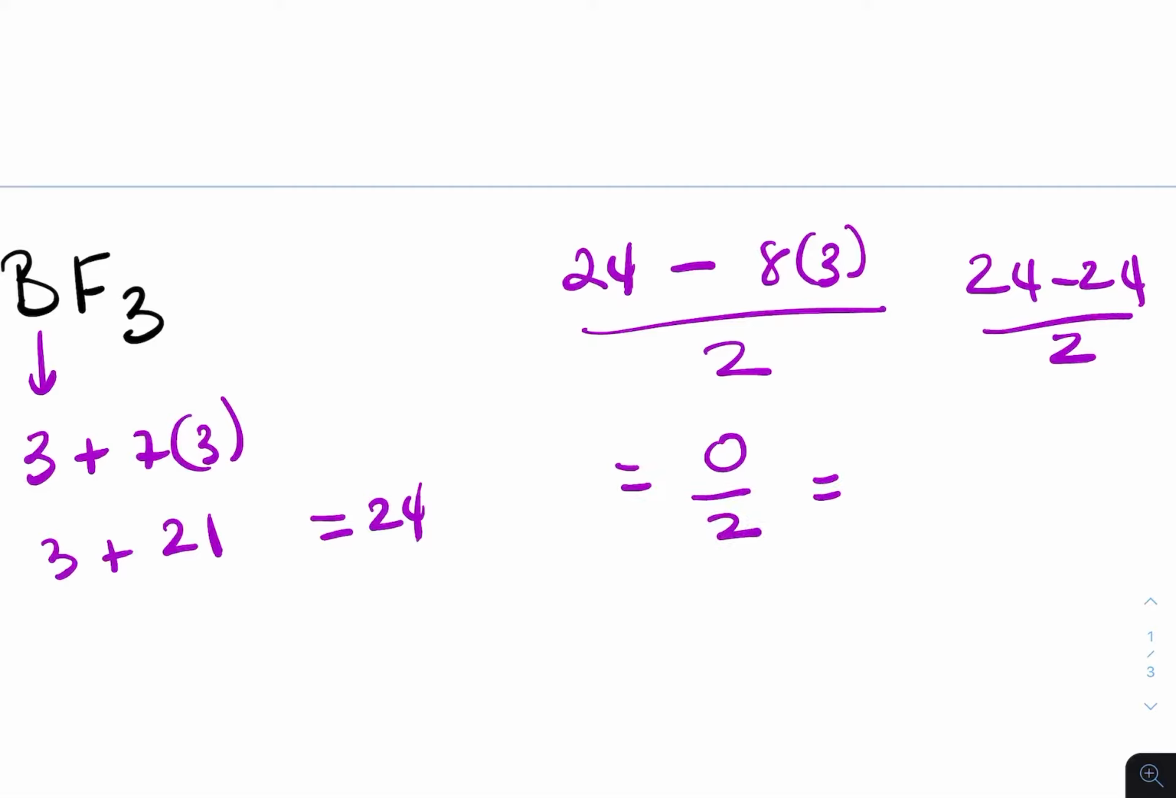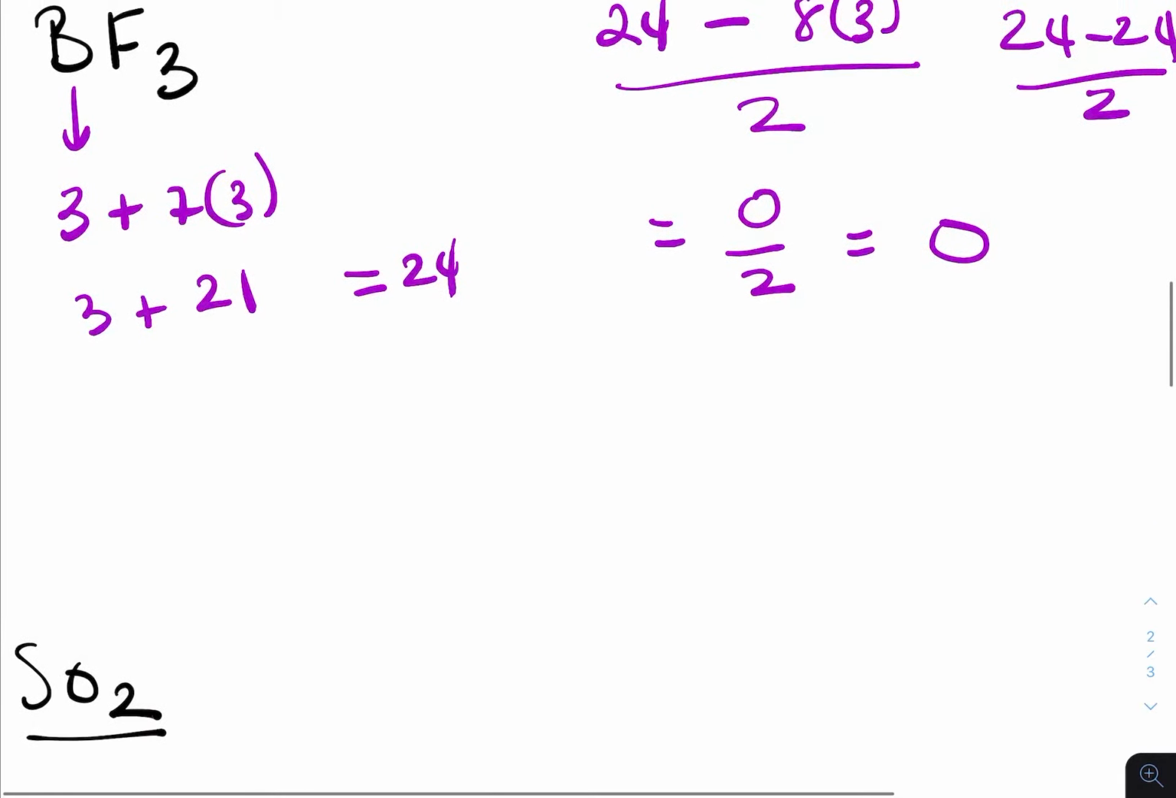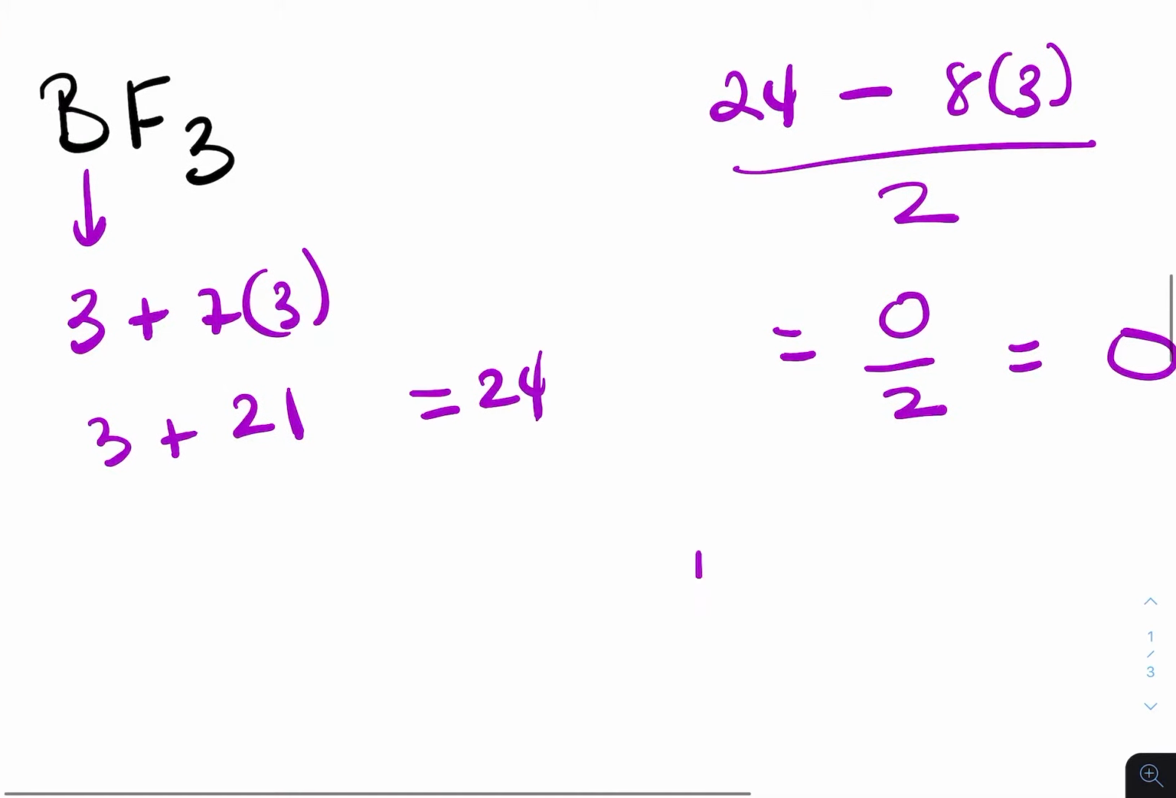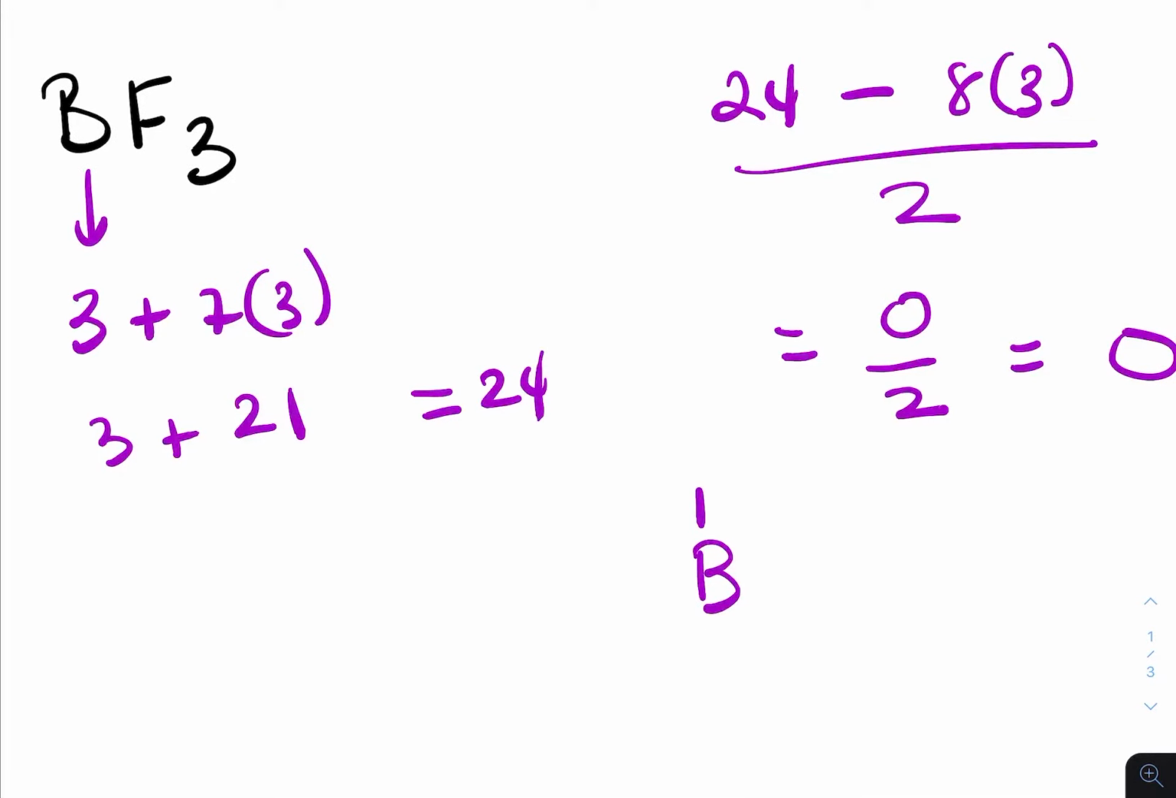Which is 0. A lot of you might be asking, can we get 0? Yes, you can. Remember, this number that you end up getting is telling you the number of lone pairs on a central atom. So if you get 0, that means you don't have any lone pairs on the central atom. This is how it would look. Actually, it would look a little bit more like this, more trigonal planar.